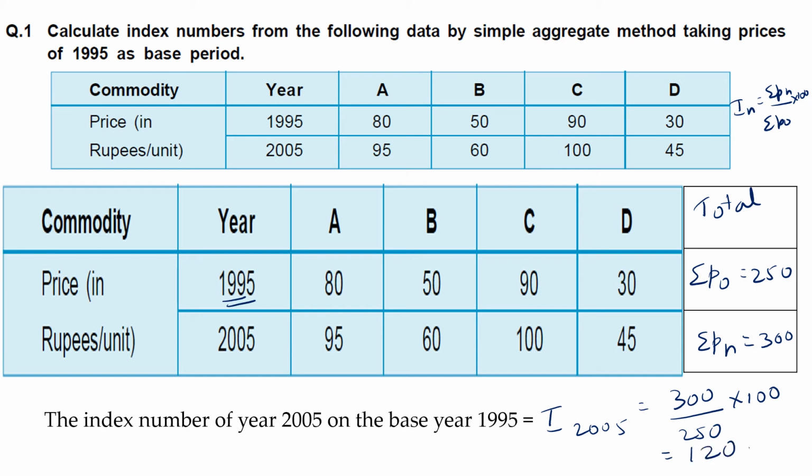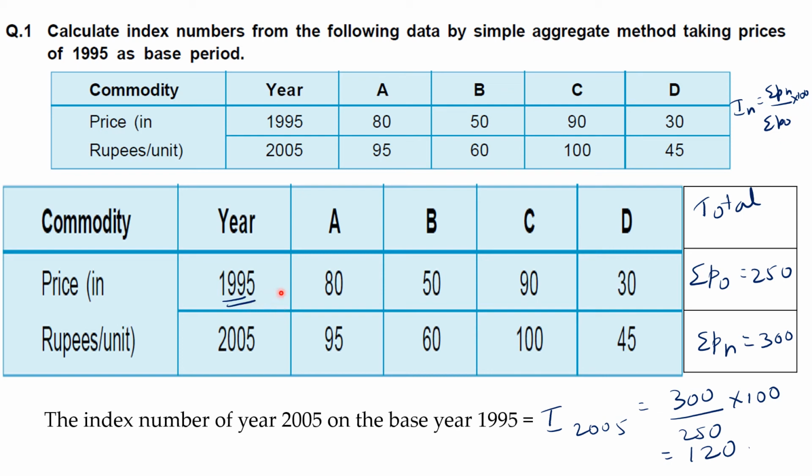So we are asked to calculate the index number using simple aggregate method. We are given the commodities A, B, C and D and their unit prices in the year 1995 and 2005. So we need to find the index number of the year 2005 using 1995 as the base year. So we need the simple aggregate method. We can use the formula I_n is equal to summation Pn upon summation P0 into 100.